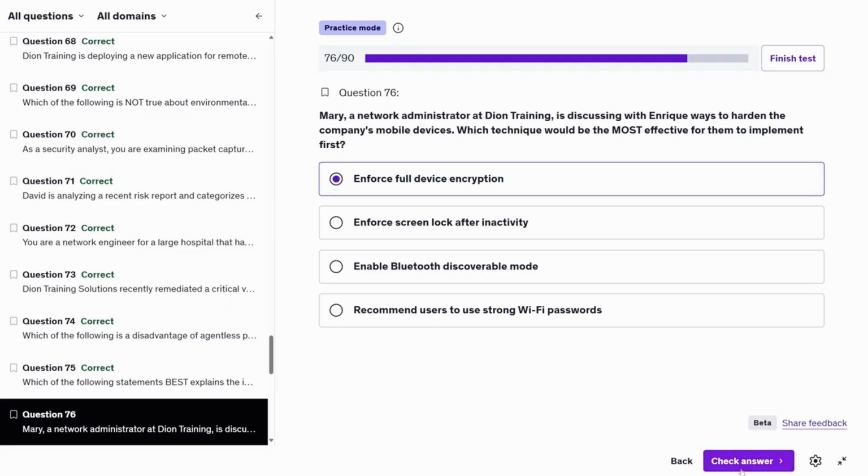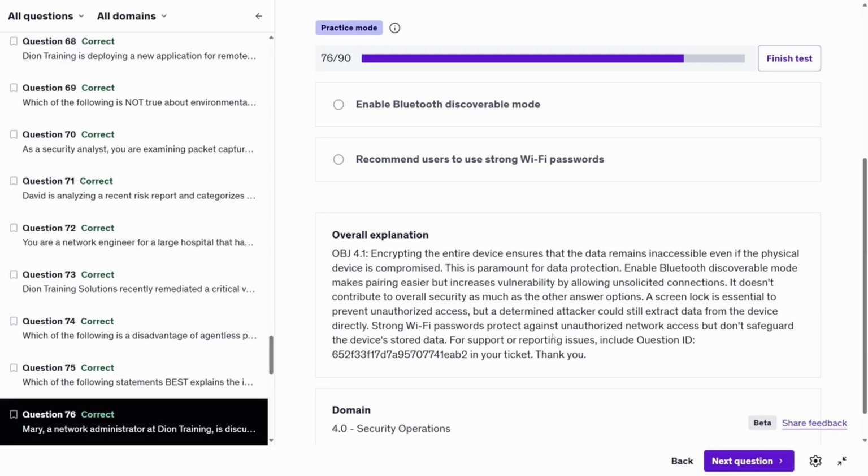The correct answer is A. Enforce full device encryption. Encrypting the entire device ensures that the data remains inaccessible even if the physical device is compromised. This is paramount for data protection.